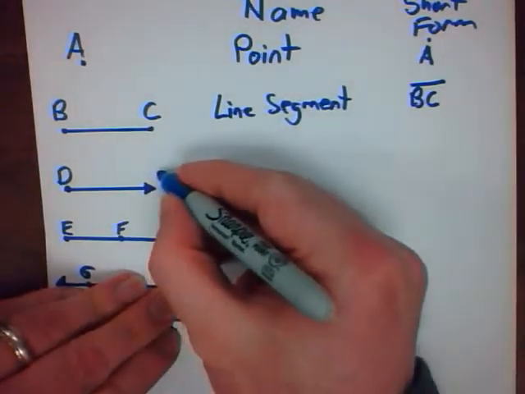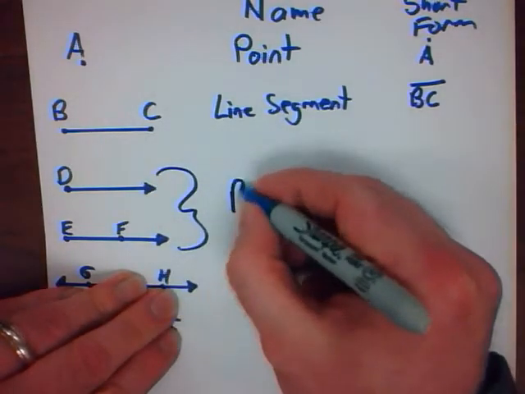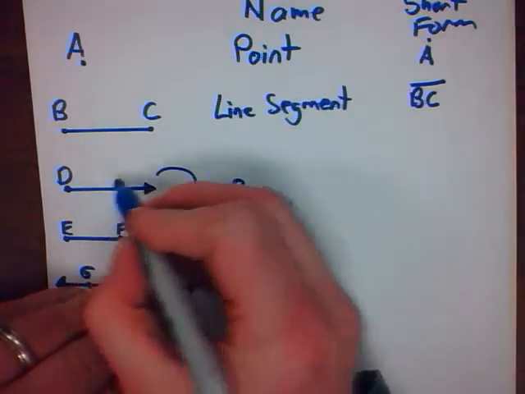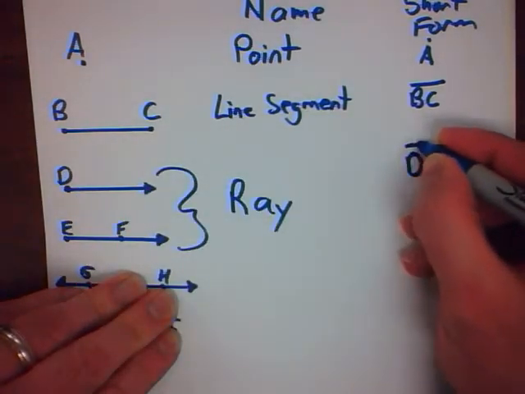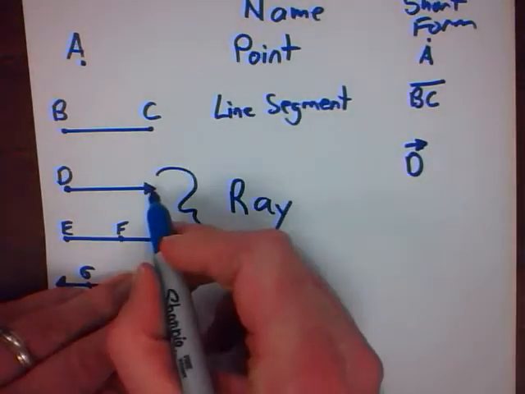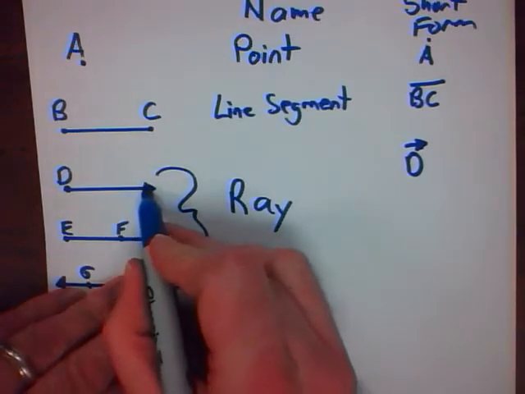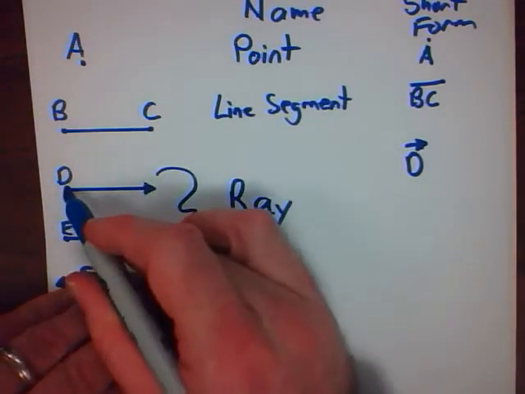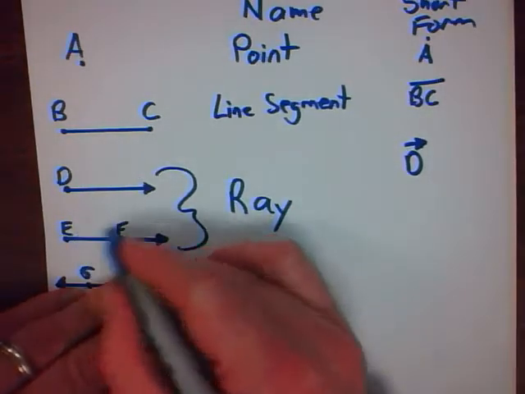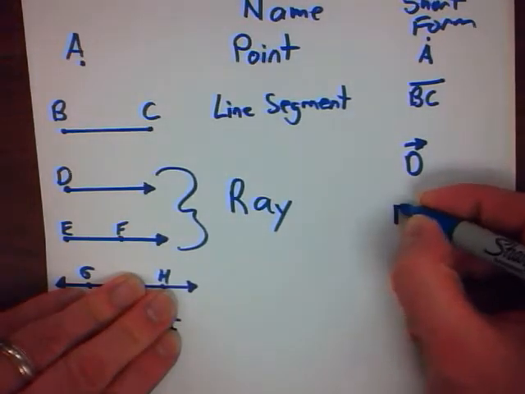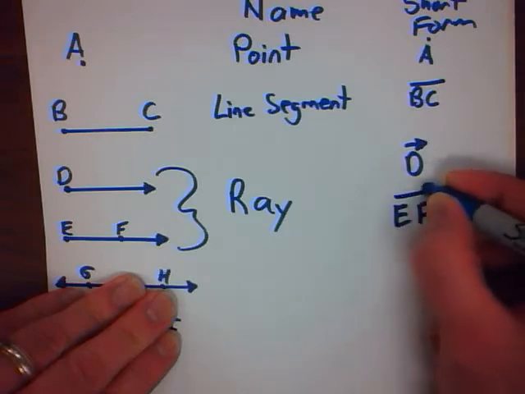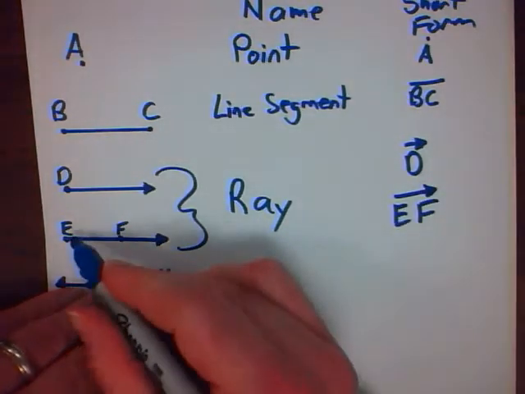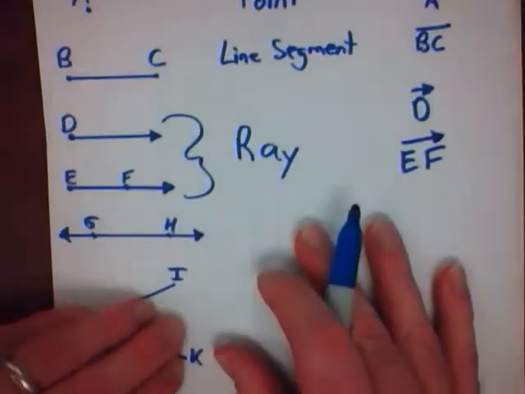This and this, both of these, are a ray. In this case, you would have D with a line over the top with a single arrow. It stops at a point, but this end goes into infinity. It does not end, so it's called a ray with one end point going into infinity. This would also be a ray. But it's short form, this is ray EF.